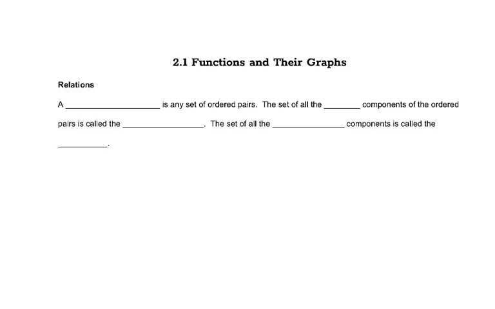So in this section, we'll talk about functions. And we'll talk about what functions are in a minute. But first, let's talk about relations. A relation is a set of any set of ordered pairs. The set of all the x components of the ordered pairs is called the domain. And the set of all the y components is called the range.